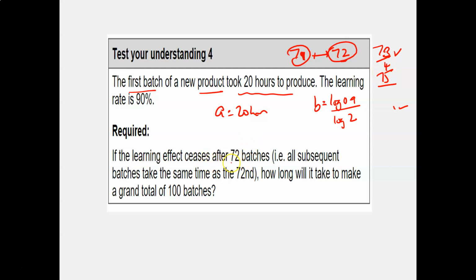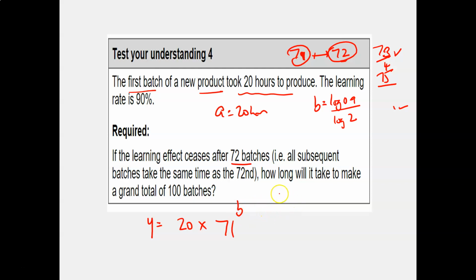So if the learning effect ceases, let's do it. Let's find the average time it takes to make the first 71 batches, and that would be y is equal to a, which is 20, times 71 raised to the power of b. And remember that b again is equal to the log of 0.9 divided by the log of 2.